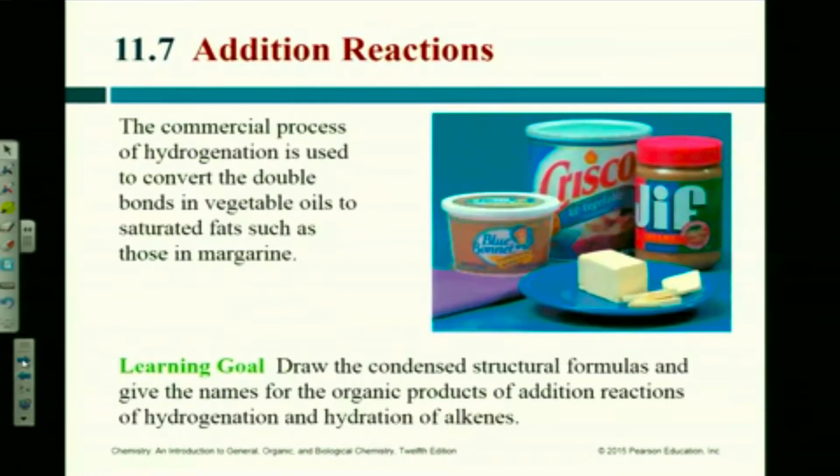Let's talk about some reactions with alkenes, right? The only reactions we gave with alkanes were just combustion reactions. There's 2 common reactions we're going to talk about with alkenes. And why do they have this right here?